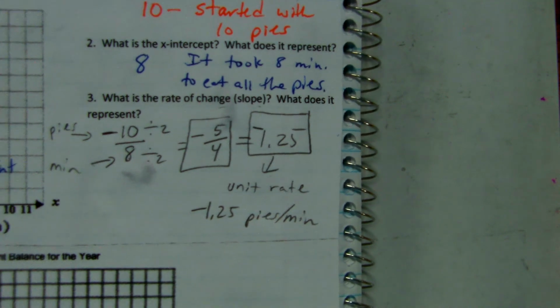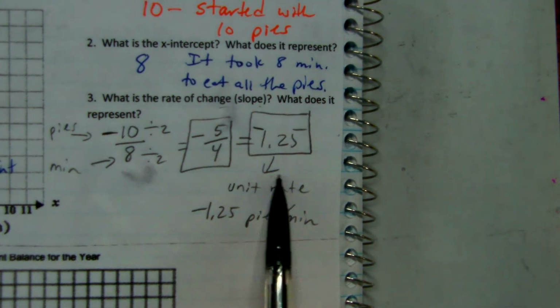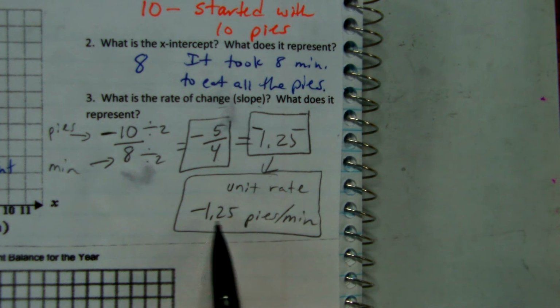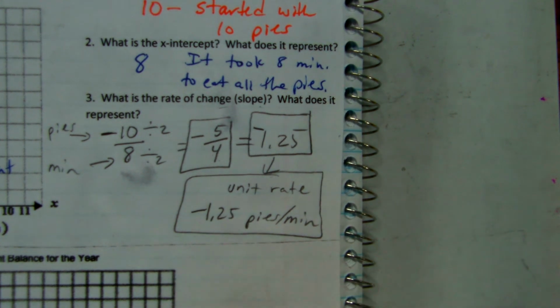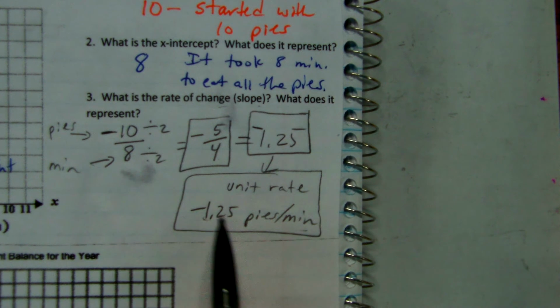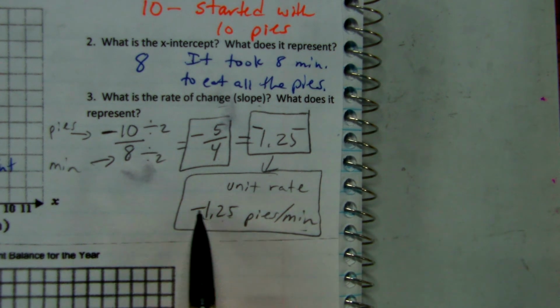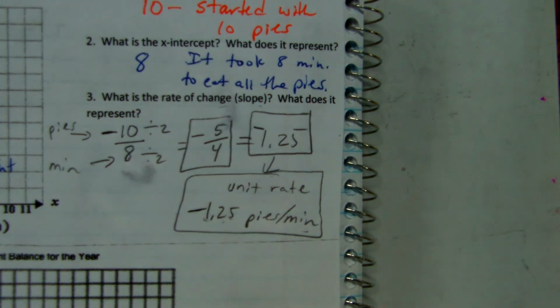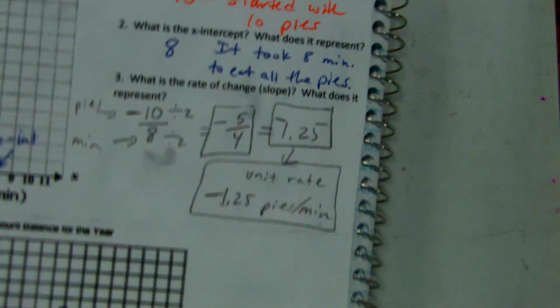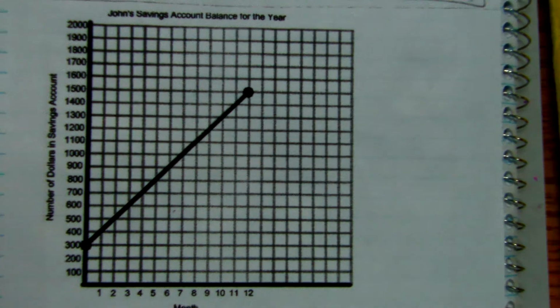It does kind of make you hungry, huh? So this is what it means. It's giving us that unit rate. It's negative, or you could also call it rate of change. They're eating 1.25 pies per minute. 1.25 pies per minute is disappearing, which is why that negative is there. They're going away. They're being taken away by the people eating pies. All right, so let's come down here to this big graph.